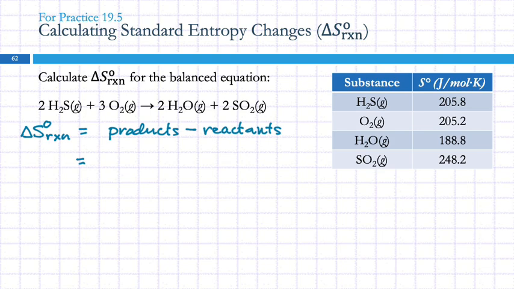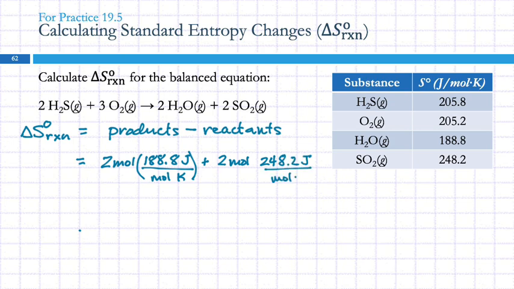So the entropy of the products, we have 2 moles of water, and each mole of water is 188.8 joules per mole Kelvin. And we have 2 moles of SO2, so 2 moles times its standard molar entropy. So that's the entropy of the products. This never fits on one line.